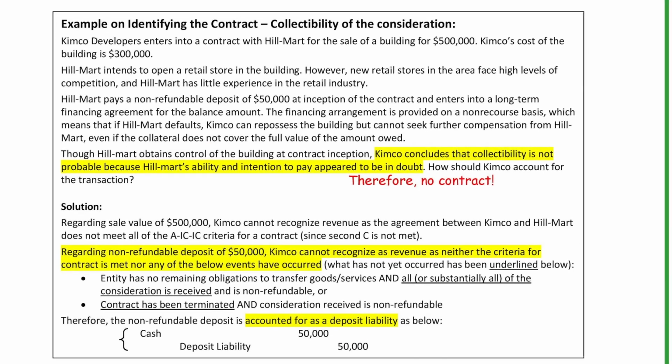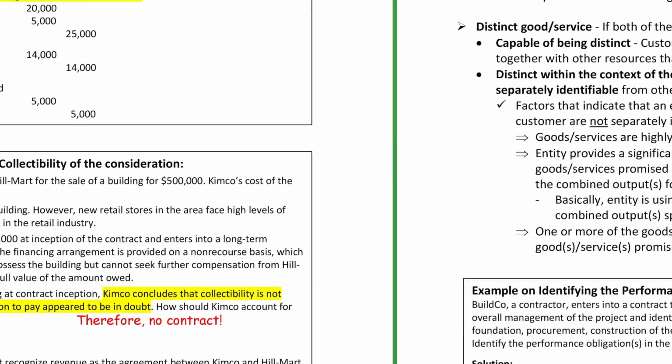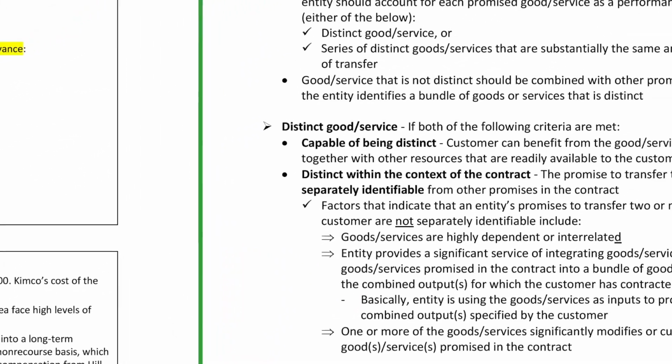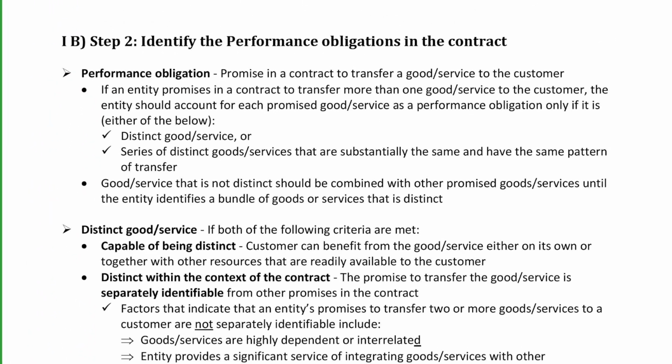Now that we've spent a lot of time on step 1, the C for contract, AICIC, it's time for us to get on to step number 2 on page 55. So in step 2, we need to identify, put a box around, performance obligations in the contract. And you can write a mnemonic CPA app for revenue recognition, circle the P.